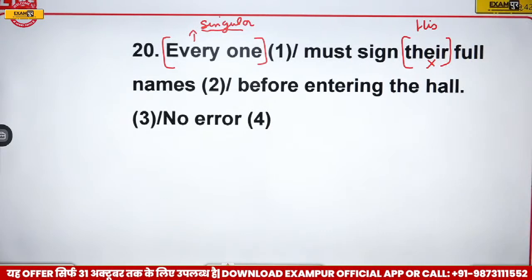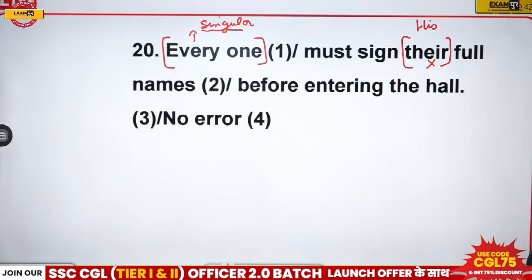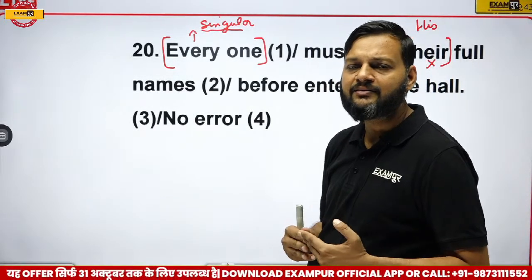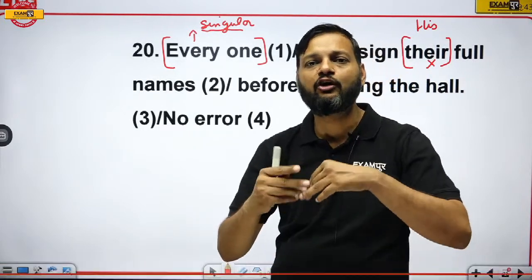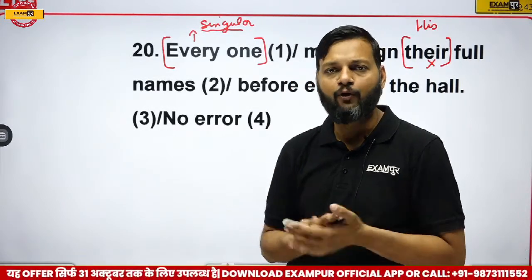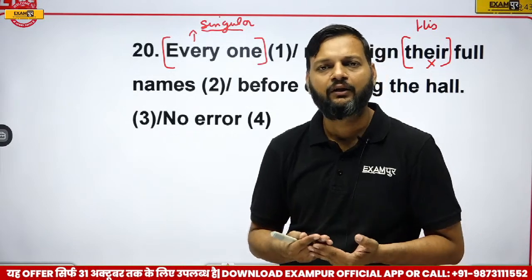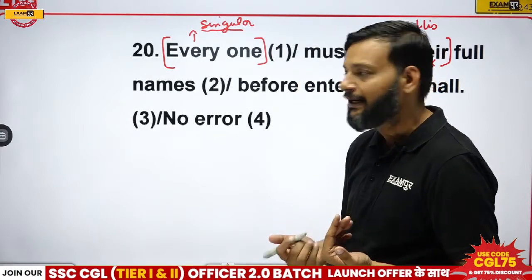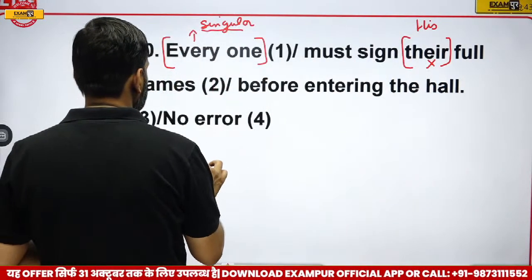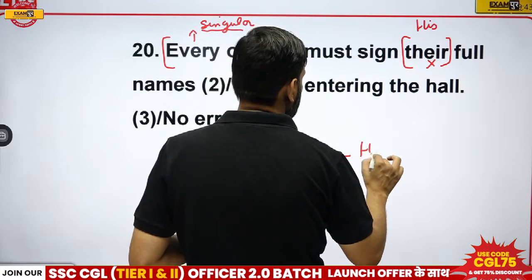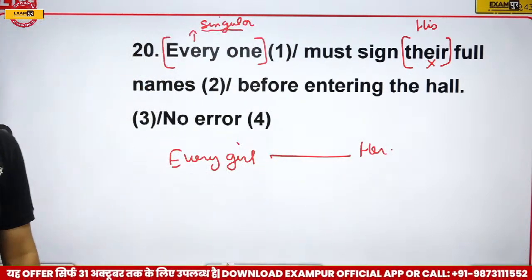Everyone must sign his full names before entering the hall. Right? We are using his because in this sentence the word everyone has not been specified whether it is a girl or a boy. And if there is any doubt whether we are talking about a boy or a girl, we have to use his. If there were every girl in place of everyone, we should have used her. So there will be replaced by her.